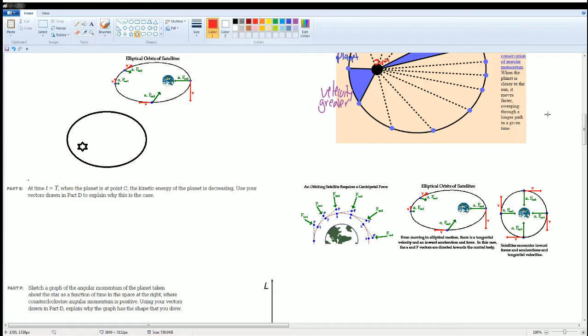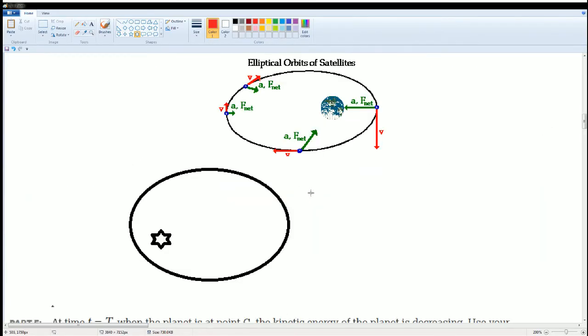Now, let me draw all the forces in great detail. First of all, when it's super close, the acceleration vector is super long. As a result, the tangential velocity is super small. As it keeps moving, it decreases. So watch this. This is going to decrease, but it still points towards the star.